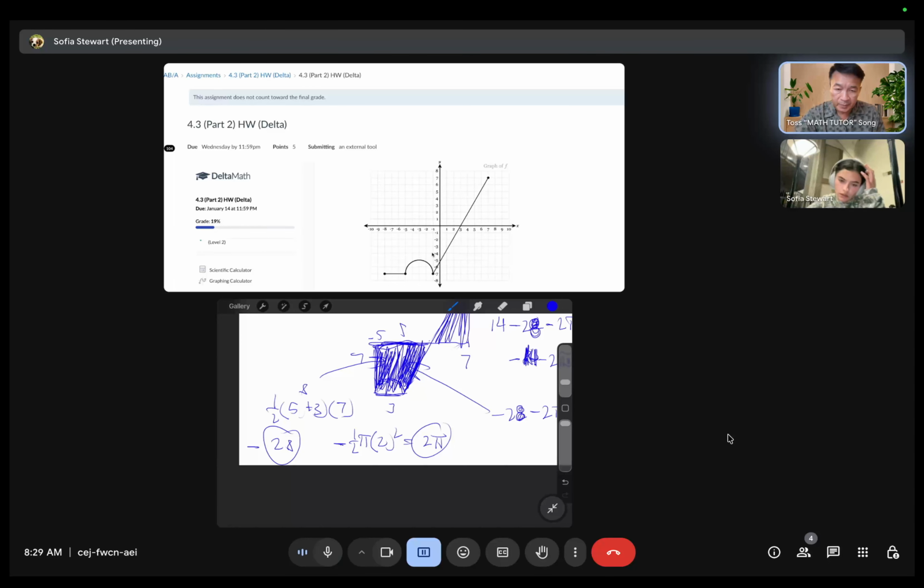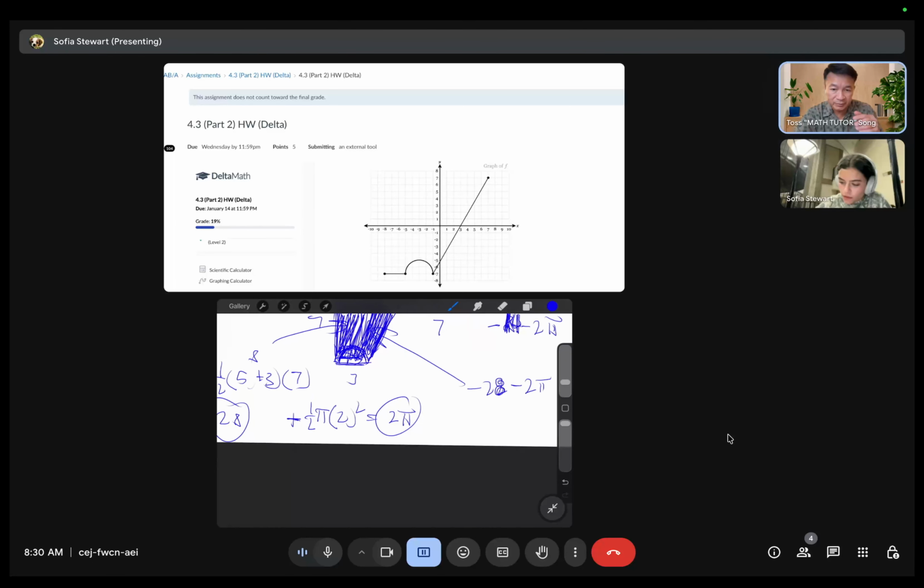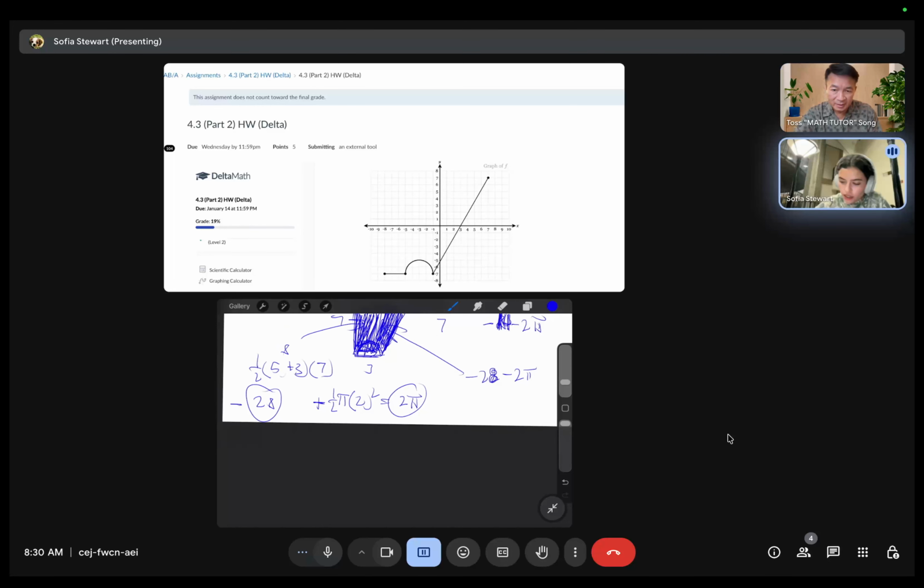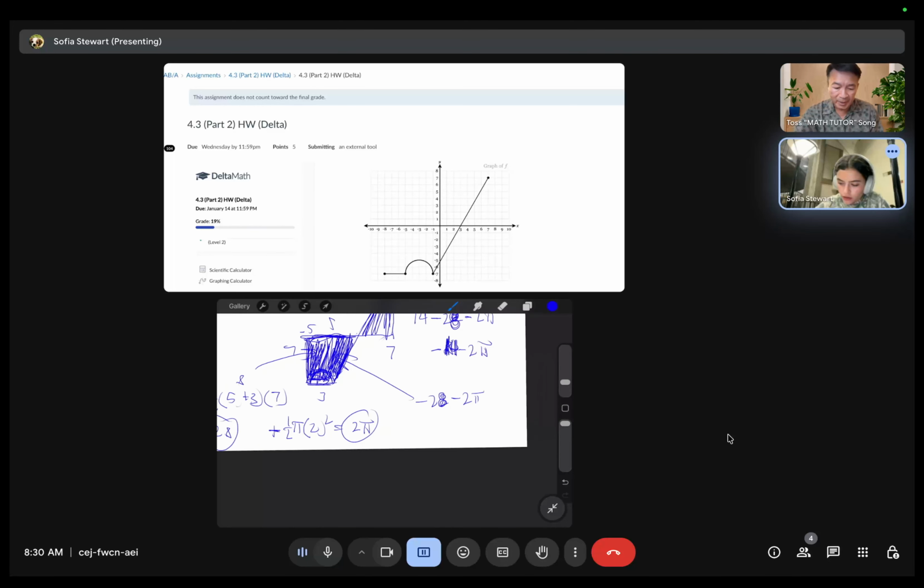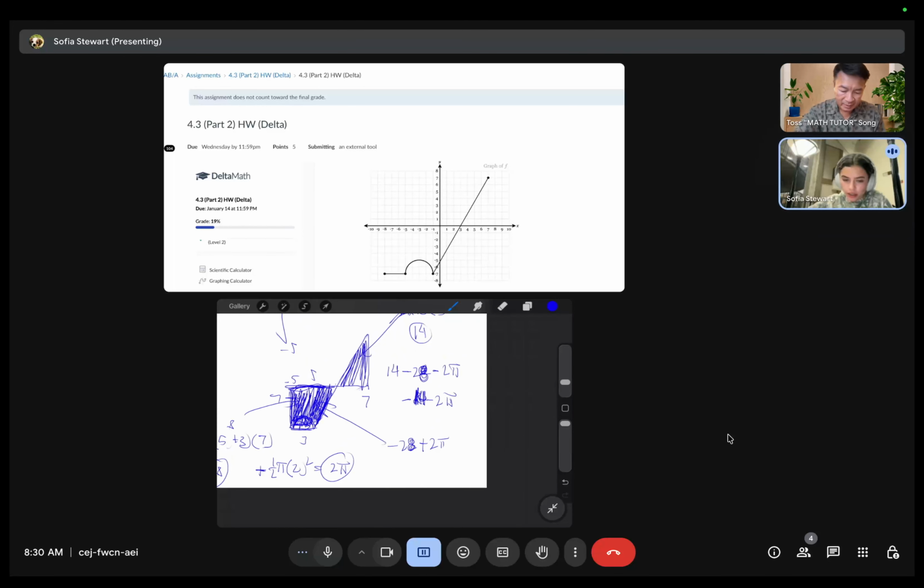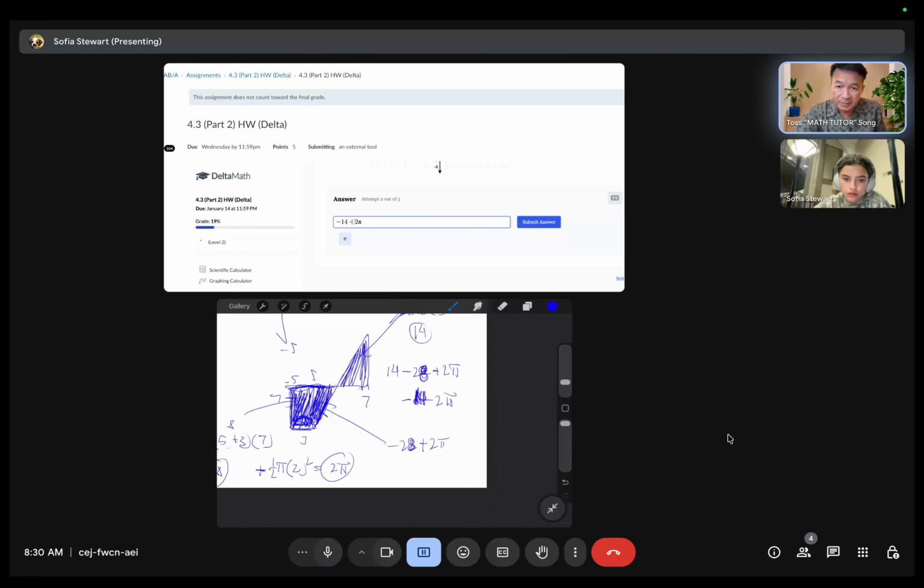That's the trapezoid formula. However, the subtraction of the arc is not subtraction. You're supposed to add. Why? Because you're supposed to cut it off. The whole thing is negative, so it's supposed to be add. Yeah, it's tricky. That's why they made this on purpose for you to be able to visualize it. Negative 28 plus 2 pi. So negative 14 plus 2 pi.